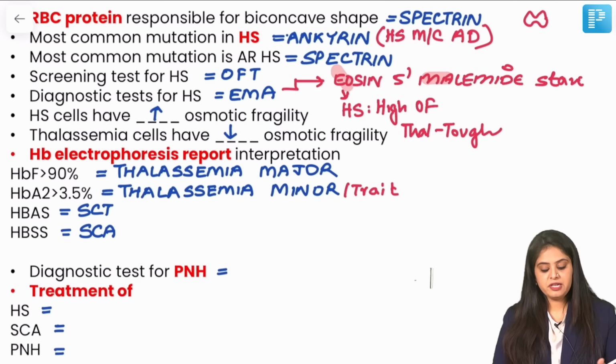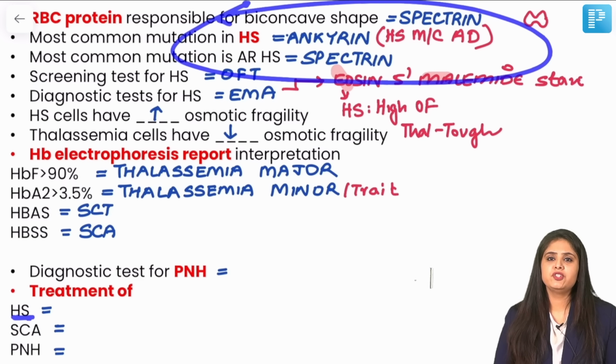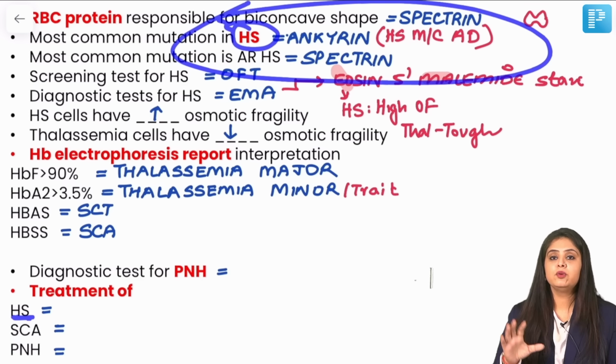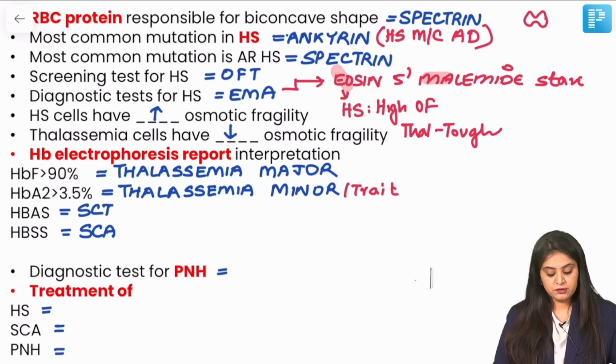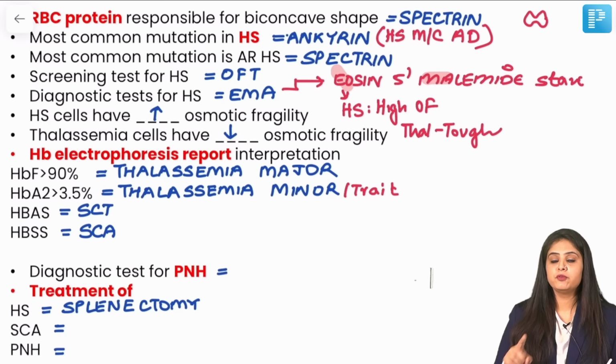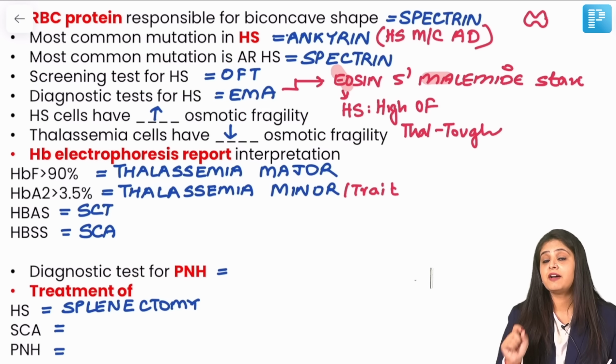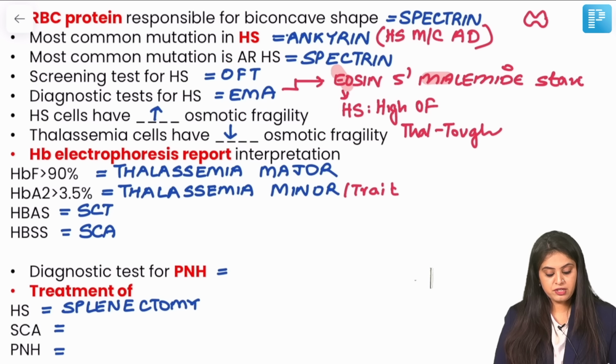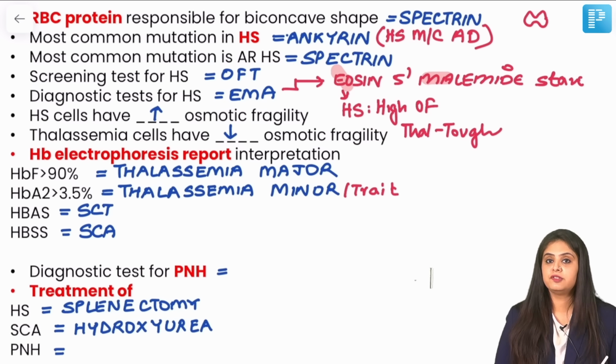Let's also do the treatments. When I talk about the treatment of hereditary spherocytosis, it's a genetic problem. I can't change genetics. But do you know where these cells are going and getting killed? In the spleen. So the treatment for this is going to be splenectomy. And you've studied in surgery that before doing splenectomy, for whatever reason, you have to give prophylactic vaccination to the patient. Coming to the next, treatment for sickle cell anemia is the drug hydroxyurea.